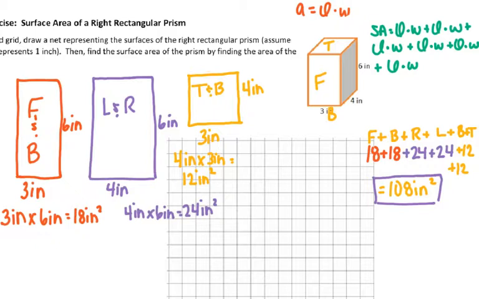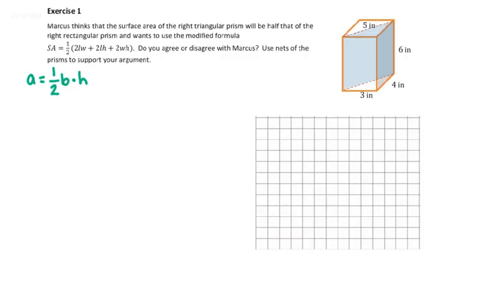And let me see if that's 6. We've got 1, 2, 3, 4, 5, 6. Yes. So if we were to add all of these up, we see that there are 6 L's and 6 W's. So there has to be an easier way to write finding the surface area of a right rectangular prism, and we're going to come to that in just a minute. But what he's saying is we can take half of this and we'll be able to find the surface area of a right triangular prism. And we need to prove him either right or wrong.